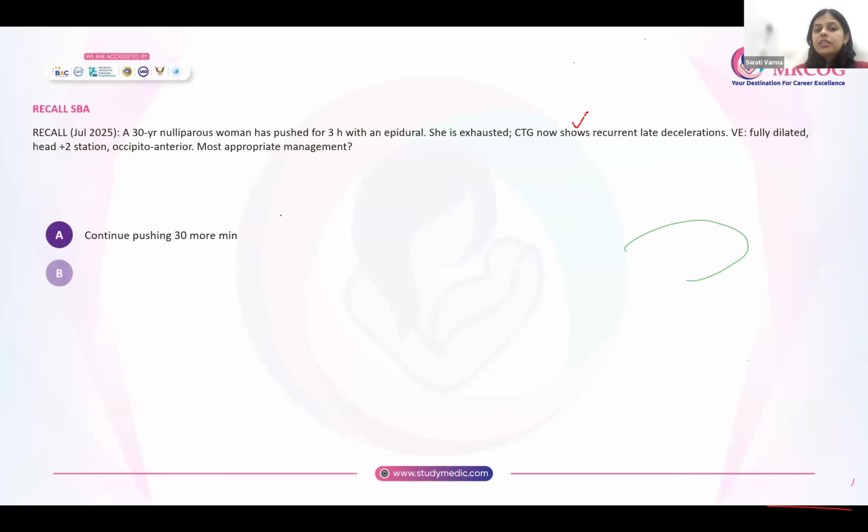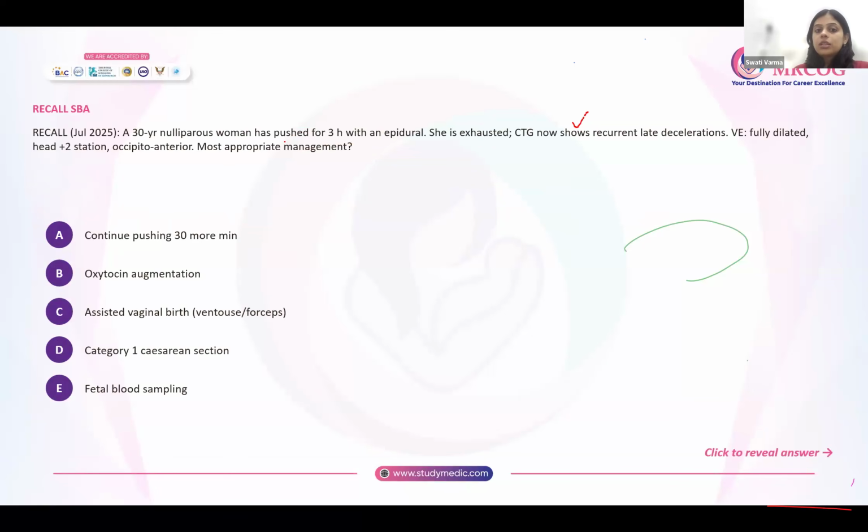Next, a 30-year nulliparous woman has pushed for 3 hours with an epidural. Now here she has exceeded the time limit. Within 3 hours, the birth has to be achieved. She has already pushed for 3 hours. She is exhausted, must be. CTG now shows recurrent late decelerations. Vaginal examination shows fully dilated, head +2, occipito anterior.